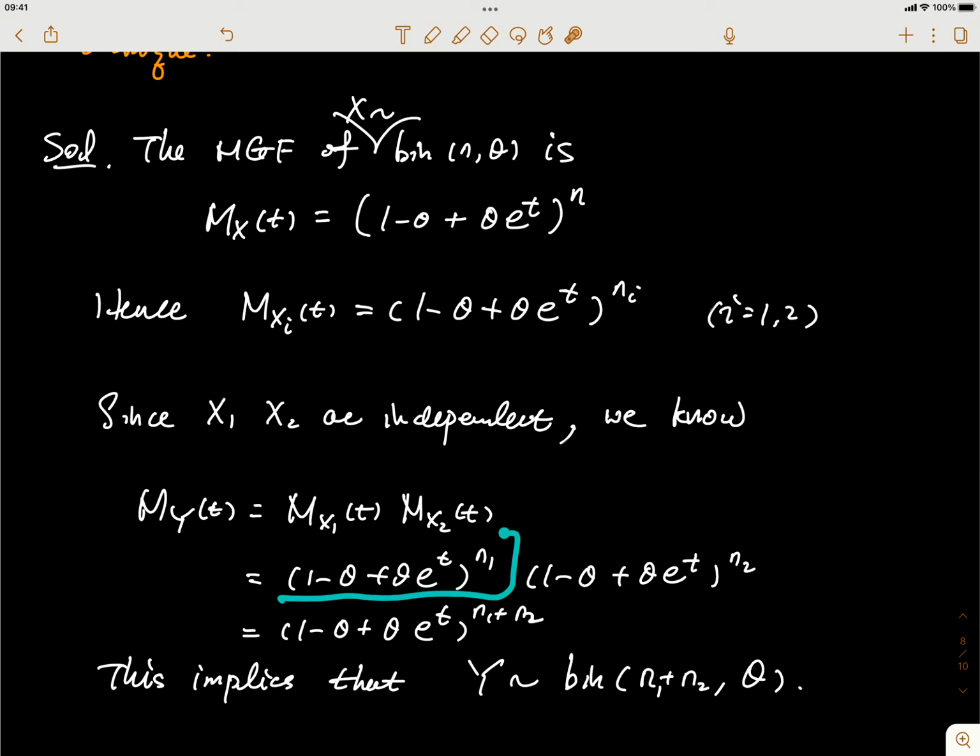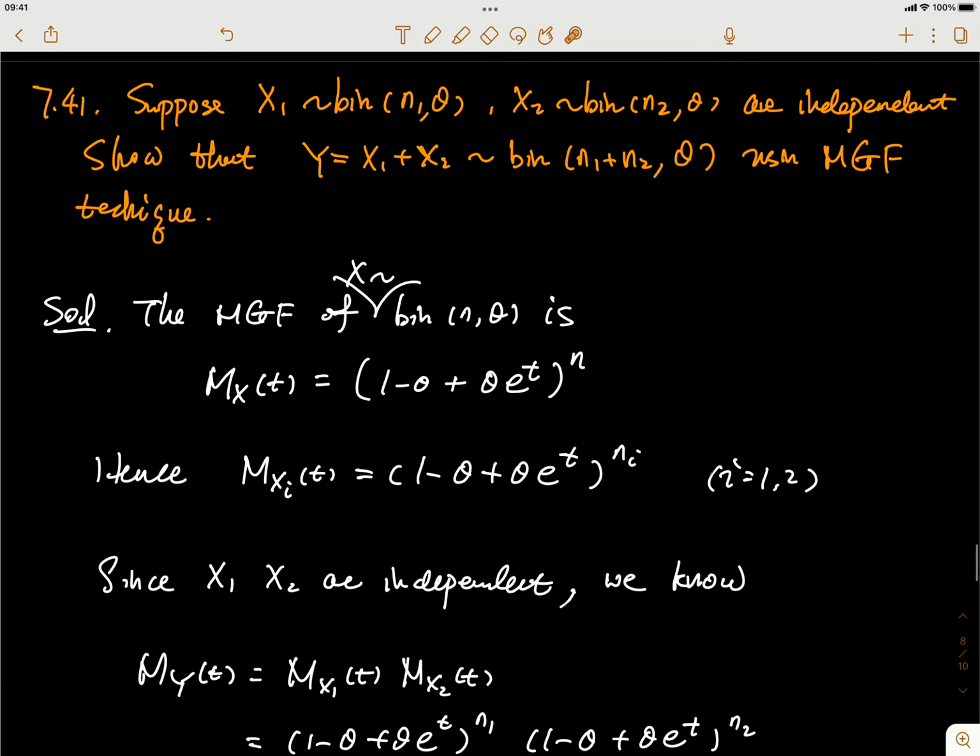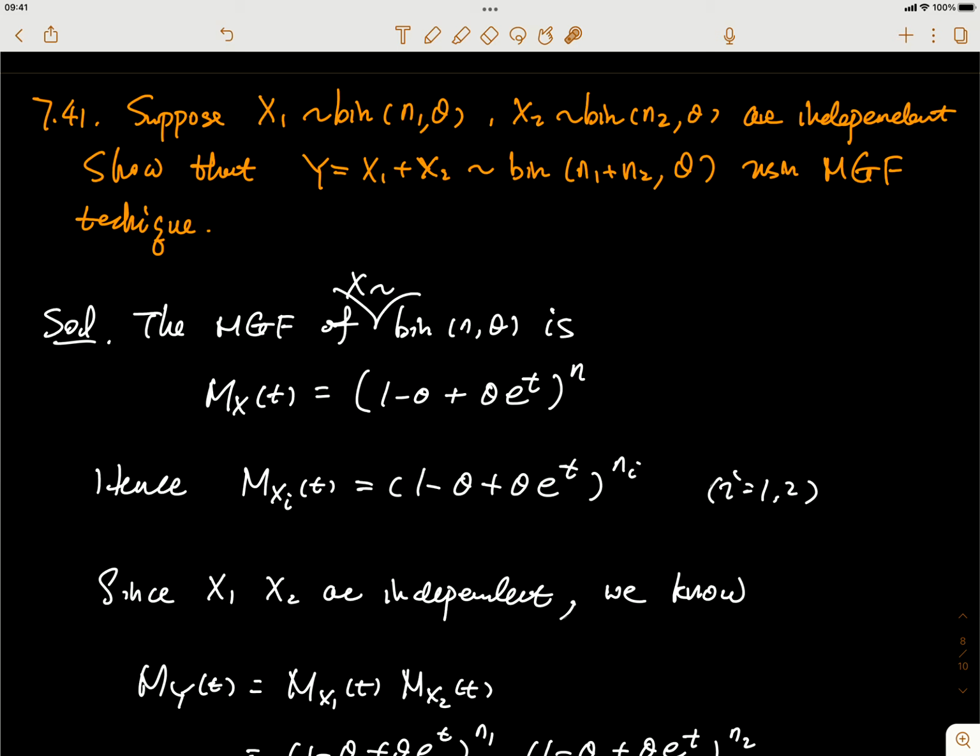M_X1 is this one, and M_X2 is this one. You can see that they are all the same except that they have different exponents. So multiplying them together just gives you this with the sum of their exponents, which is n1 plus n2. By comparing this and this, you can see that everything stays the same except that the power here is n1 plus n2. That just means that Y is a binomial random variable with n1 plus n2 and theta as the parameters. Okay, so that's how we got the distribution of Y.